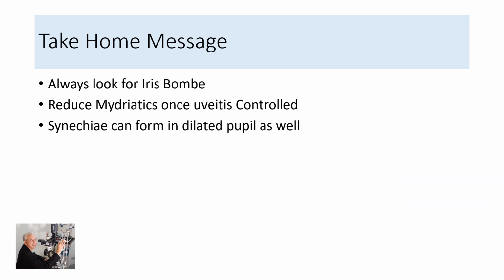The take-home message in this patient is to always look for iris bombé in patients who have had posterior Synechiae formation, and reduce the mydriatic once the uveitis is controlled. If there's a very severe uveitis, start off with atropine. That is going to be the best mydriatic, which will break open that Synechiae. Once that's controlled, you can bring it down, because atropine will keep the pupil dilated for a long time. So as soon as it's dilated, bring it down with cyclopentolate and then drop it down to tropicamide. Once it's better controlled, you can reduce it to overnight, because Synechiae can form in a dilated position, which you don't want to happen.